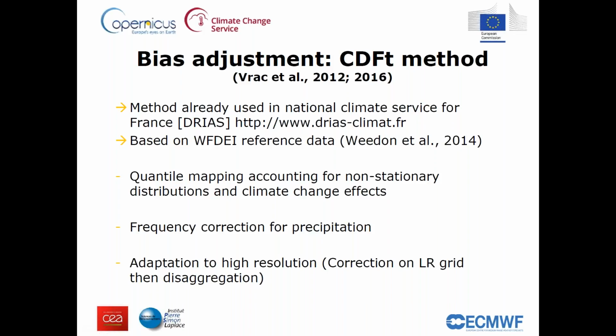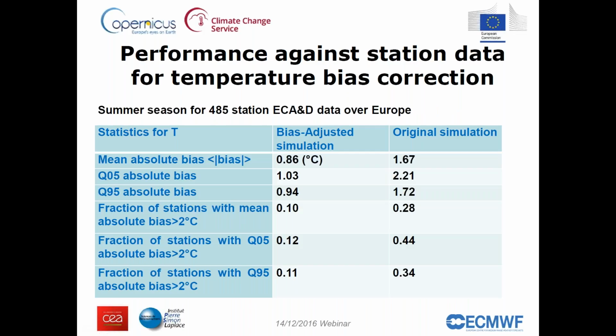And the bias adjustment here is specific because it needs to include also bias adjustment for the future climate for which we do not have observation. So the method we use, which is the cumulative distribution function transform method, uses a way of transforming data and taking into account the non-stationarity of the climate, which is taking place in the model simulation, not in the observations, because we don't have future observations, of course. So it also includes a frequency correction for precipitation, which has been published recently in Vrac et al. in 2016, and an adaptation also to high resolution, which allows to bias correct at high resolution per kilometer as well.